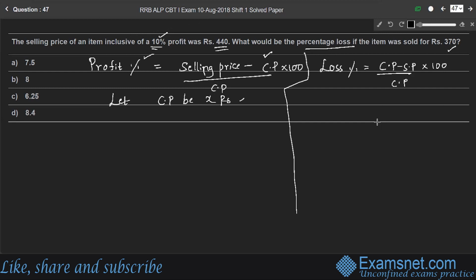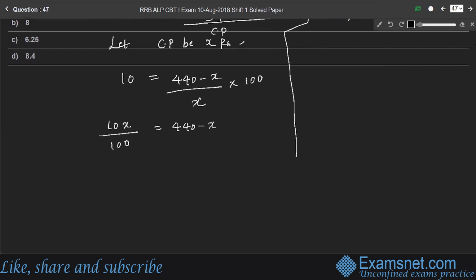So let cost price be X rupees. Here the profit percentage 10% is equal to selling price 440 rupees minus cost price X, over the cost price again X, into 100. Simplify it. So 10x divided by 100 is equal to 440 minus x, right? Simplify it. So x by 10, means x is equal to 10 into (440 minus x).